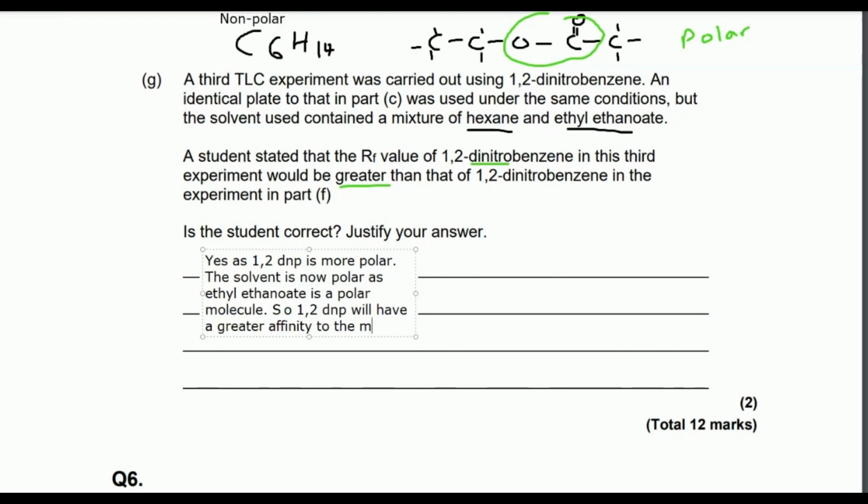Once again, I've written DNP here, which is wrong. It should be DNB, but you shouldn't be writing that anyway. I'm just abbreviating it for speed. You should be writing the full name out when you're talking about it, unless they allow you to use an abbreviation.